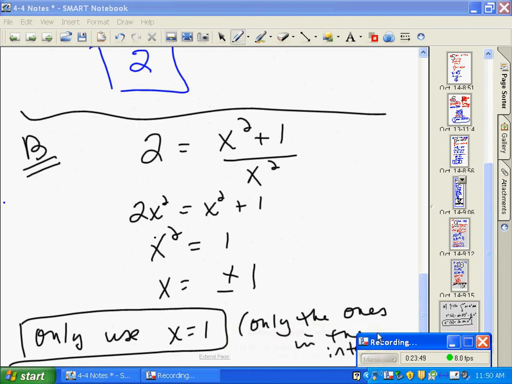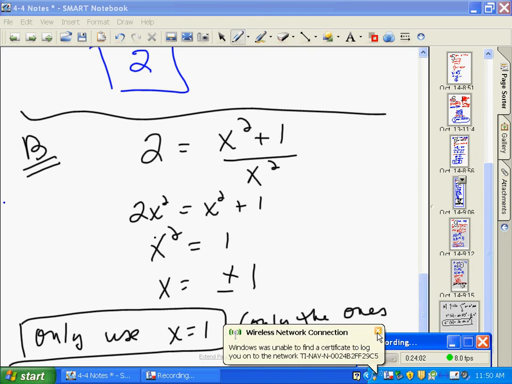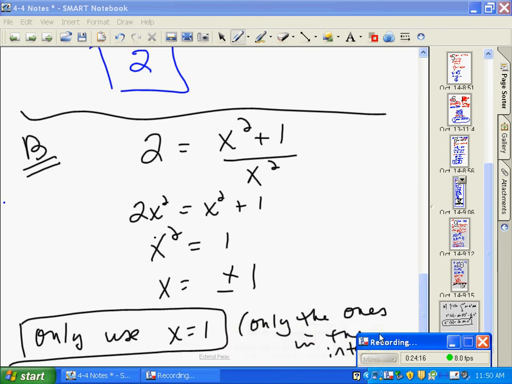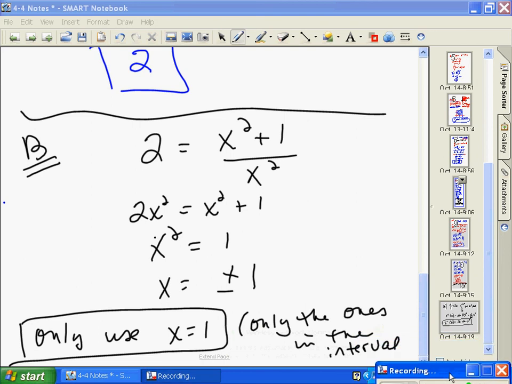Part B says to find all values x in the interval for which the function equals its average value. So 2 is our average value, and I go back to my original of x squared plus 1 all over x squared. And basically I'm just going to solve for x. So I cross multiply, solve for x, and I get x to be plus or minus 1. But why do I not use negative 1? Well, hopefully you found that out. Is negative 1 in my restricted domain? And the answer is no. x equal to 1, that's the only one that's in the interval listed, 1/2 to 2.